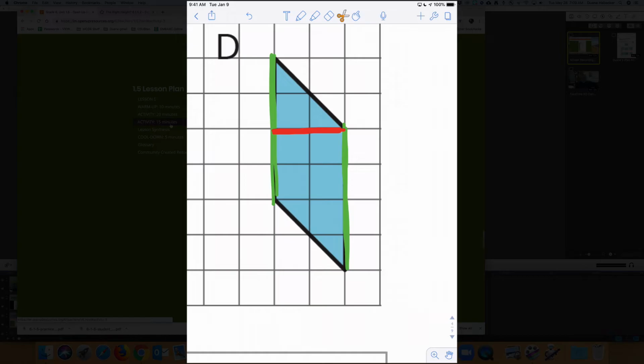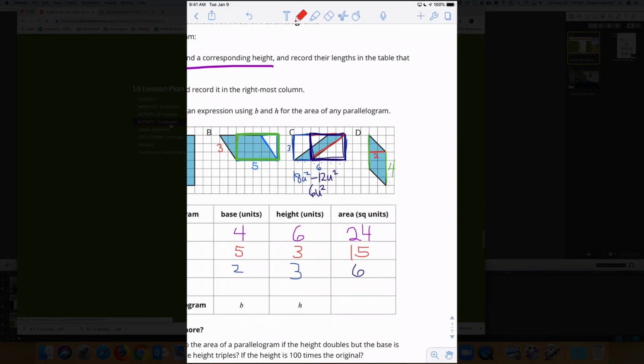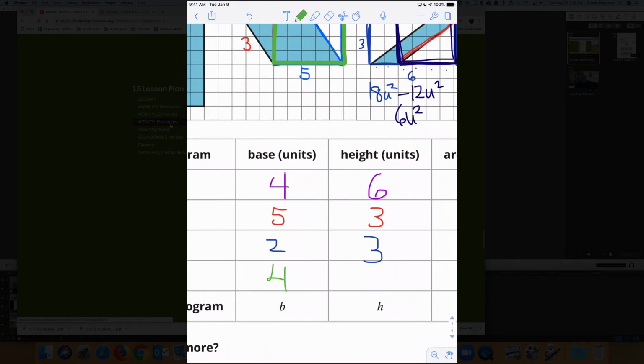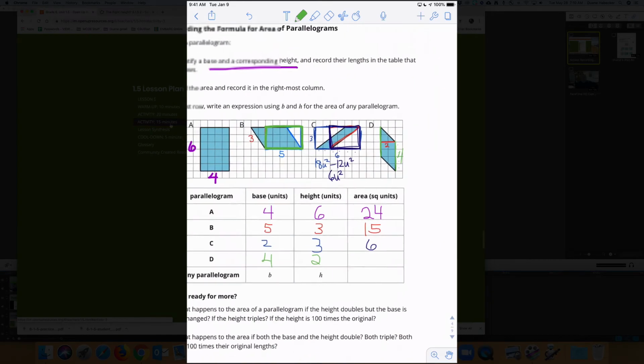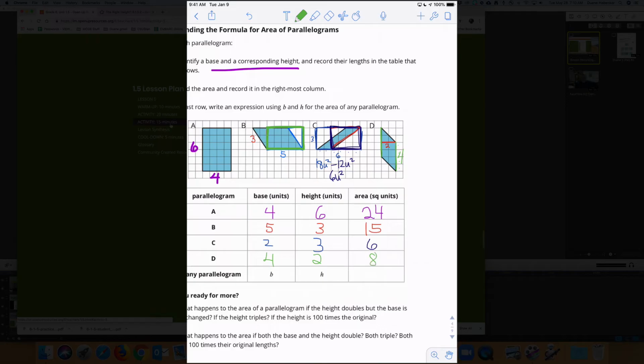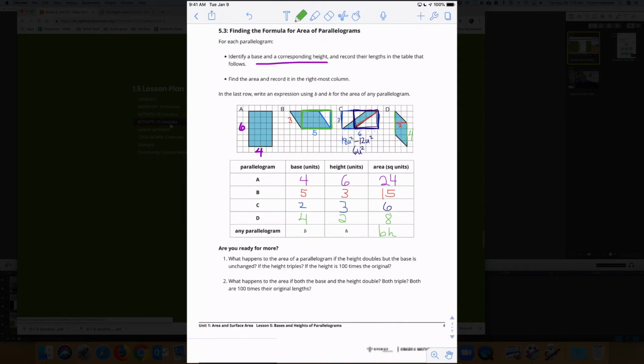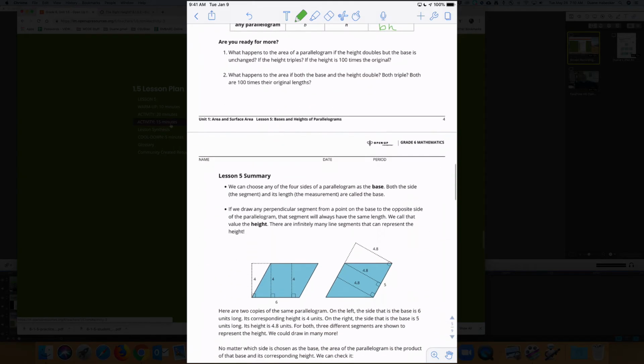And so my base is 1, 2, 3, 4. My base is 4. My height is 2. So we could fill that in. Base is 4. Height is 2. And by now we're starting to see the pattern, the area is 8. And so we could see that the formula is base times height. Take the base, multiply by the height. That gives us the formula for any parallelogram.